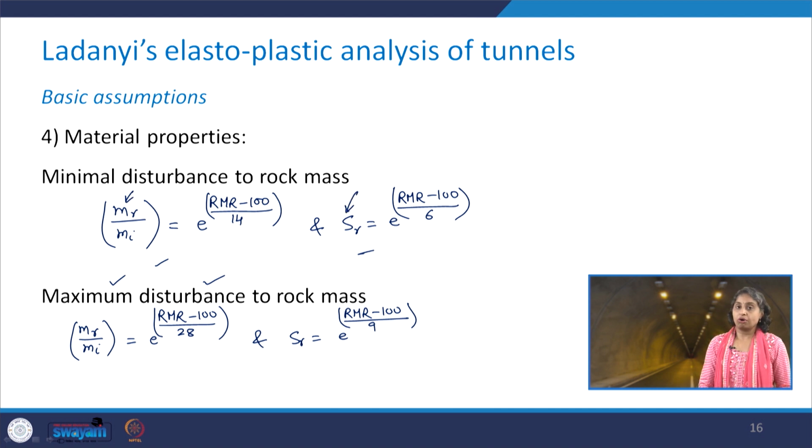because for mI, you can determine it by conducting the triaxial test in the lab, and s will be equal to 1 for intact rock. So, having known the material parameters for the original rock, we can determine the corresponding properties for the broken rock mass.